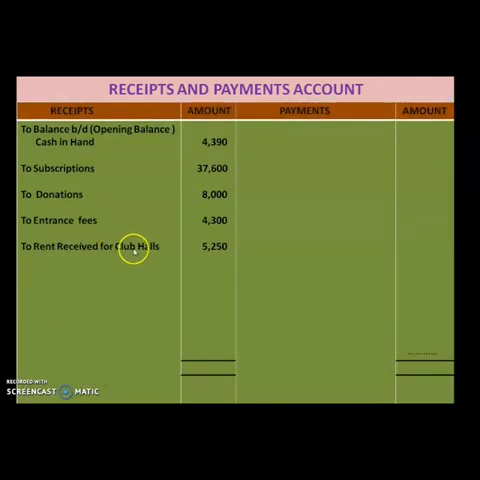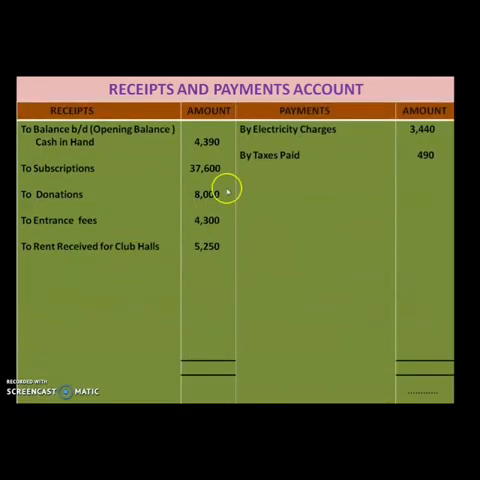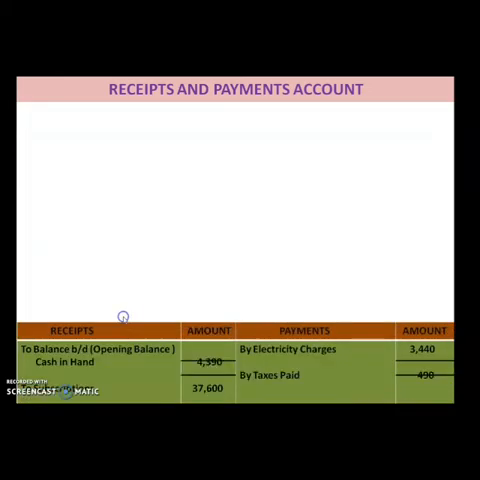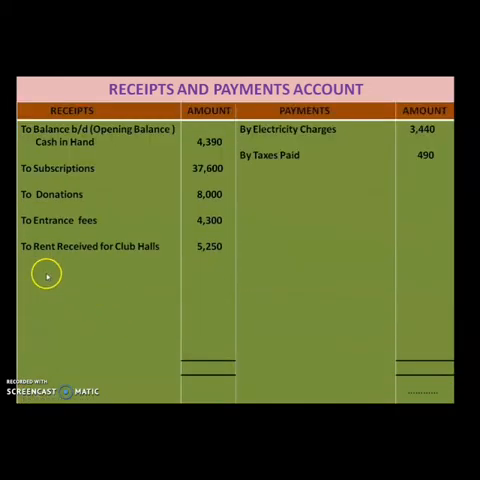Next we have rent received for club halls. That will be recorded on the receipt side because it is received. Okay, the next item as per the format is electricity charges. Charges means the electricity bill we have to pay, so it is a payment, hence we will record it on the payment side. Next item is taxes paid, again a payment, so recorded on the payment side. Next item is rent received for club hall. So rent received, we are receiving, so it is on the receipt side, that means the debit side.